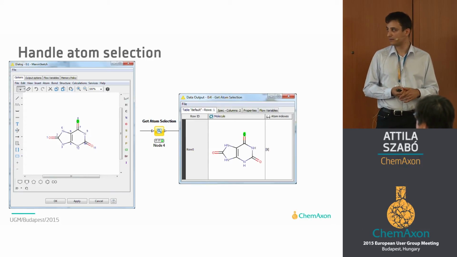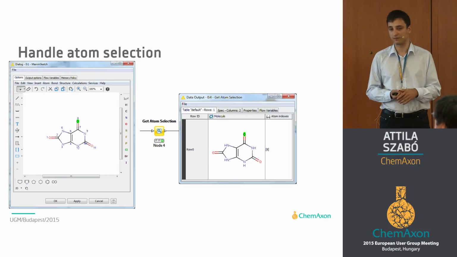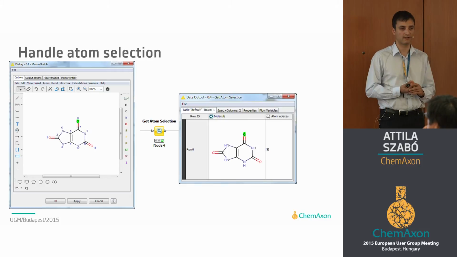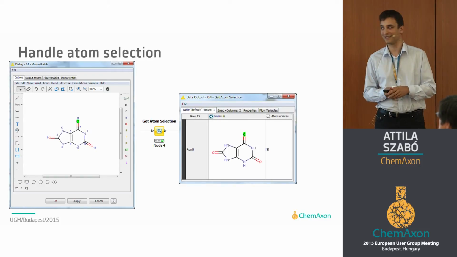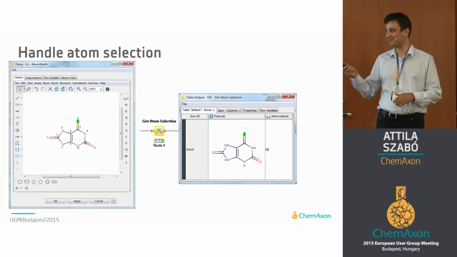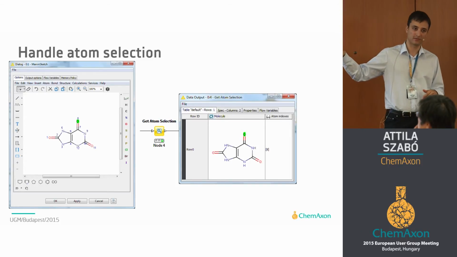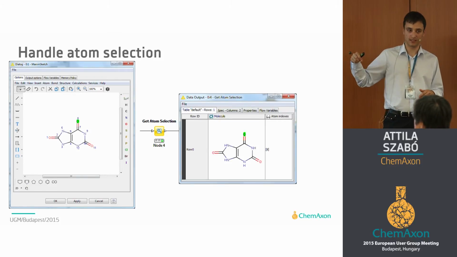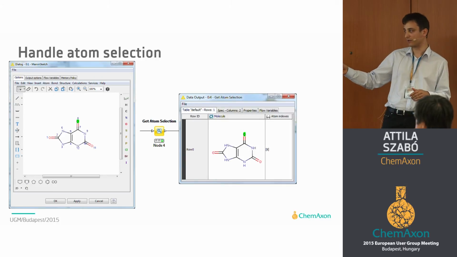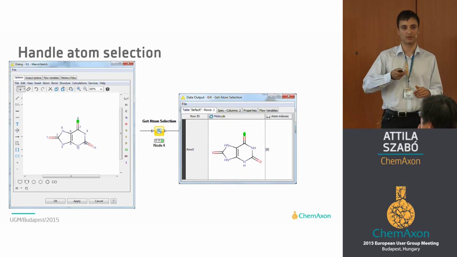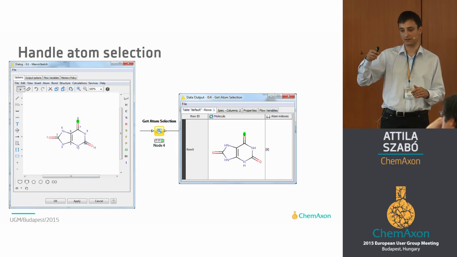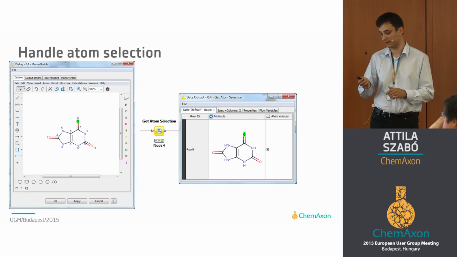Let me mention the latest development, which is handling atom selections. This was actually coming from Evotec, the idea to handle this, so thank you, Evotec. And this means that you can select an atom in Marvin Sketch, extract the selected atom, I mean the atom number, and then this can be passed to the pKa calculator and calculate the pKa for that specific selected atom.